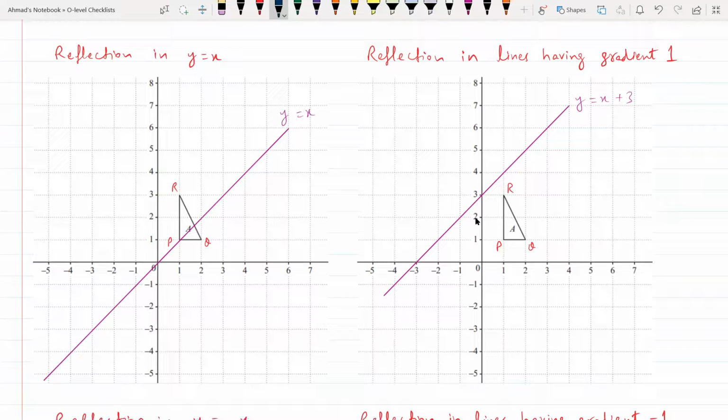Y equals x. इसके अंदर आप किस तरह से reflect करते हो? अब देखें, जो भी आपको इस तरह की लाइन होगी ना gradient 1 की, y equals x or any other line with gradient 1, ये हमेशा इस तरह से पास कर रही होती है. If you look at the smallest box here on this grid, so आप ये box देखें, ये इसका diagonal बन रहा है, right? ये देखें, इस box का square का diagonal बन रहा है.